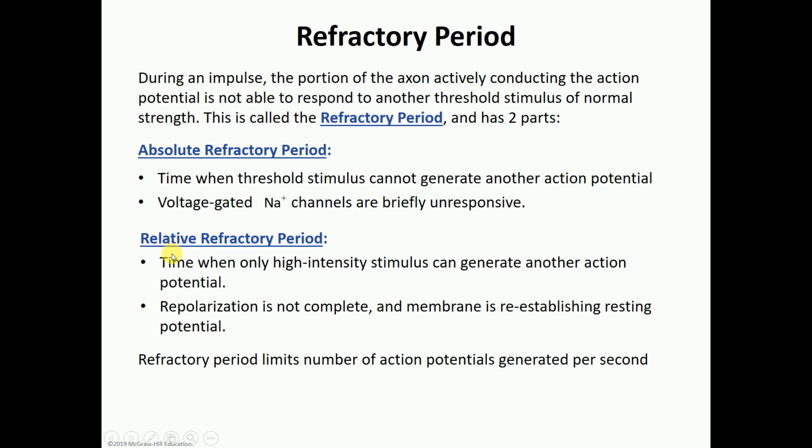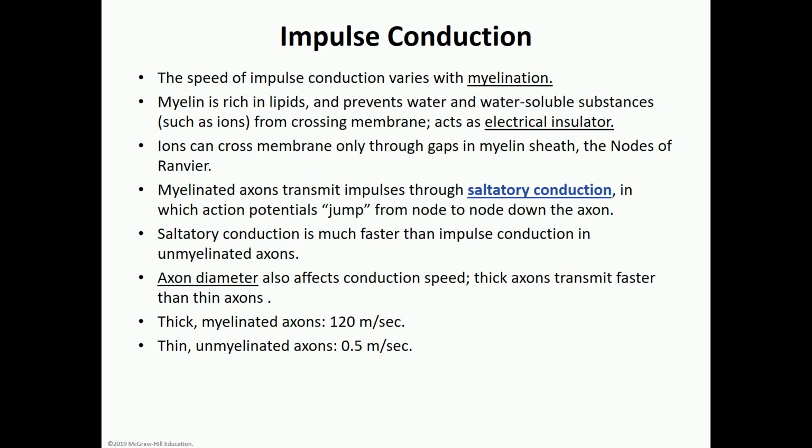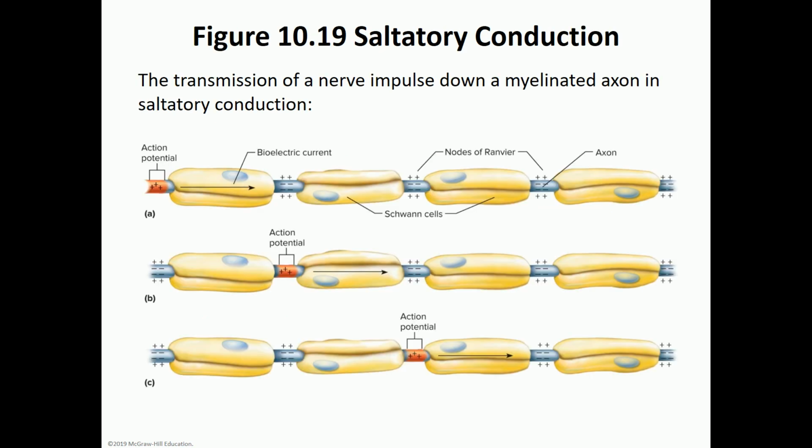So again, absolute, nothing is going to happen. Absolute stubbornness. Relative stubbornness, not as much. Sodium ion channels are able to open if the nerve is exposed to a higher than normal stimulus. And that is why in impulse conduction, and I'll go back to that in a minute.